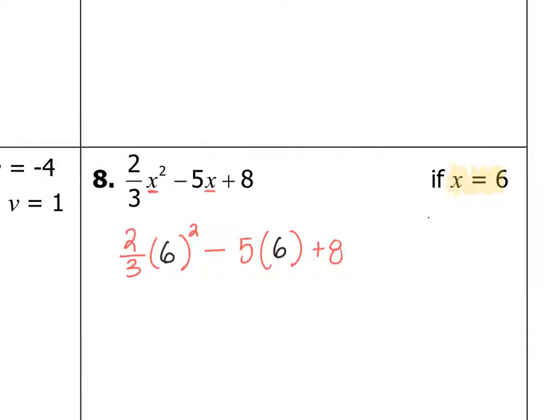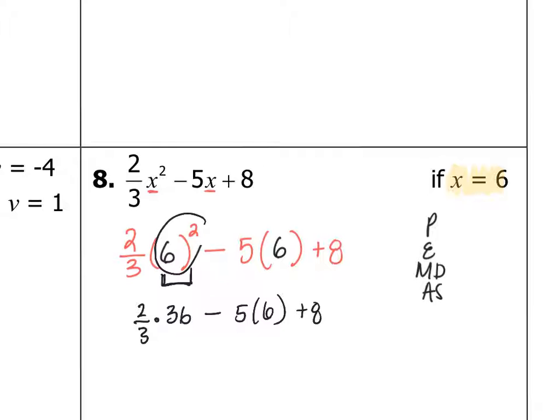Okay? So following the order of operations, we cannot multiply before we square. Exponents come before multiplication. So squaring that 6 to get 36 minus 5 times 6 plus 8. All I took care of was the exponent. Now I can take care of multiplication.